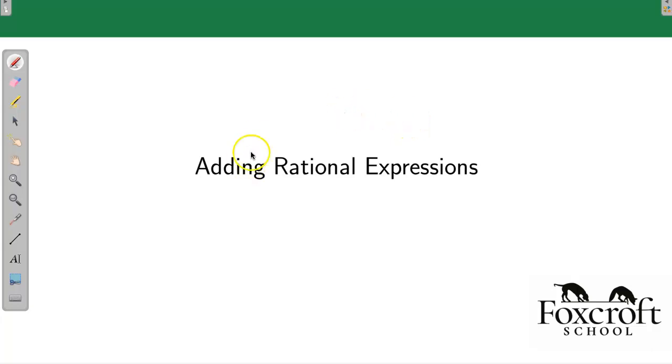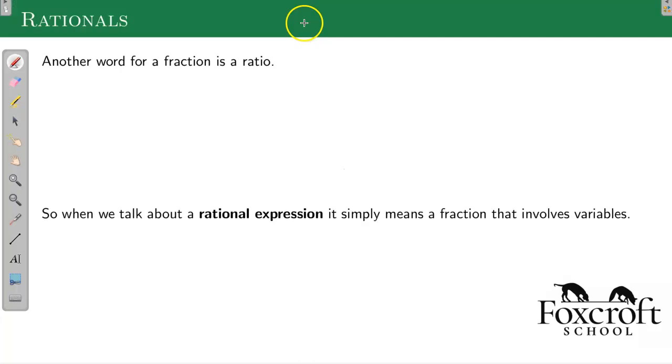In this video, we're going to talk about adding rational expressions. So the first thing is, what is a rational expression? A ratio is just another word for a fraction. What about rational expressions? Well, that's a fraction expression. So it's an expression that has a fraction. And in math, when we're talking about expressions, those are things with variables like x's.